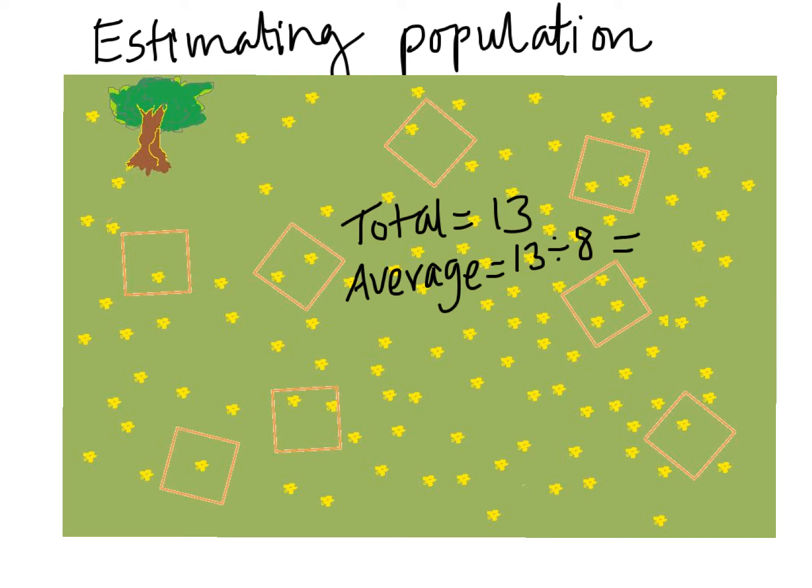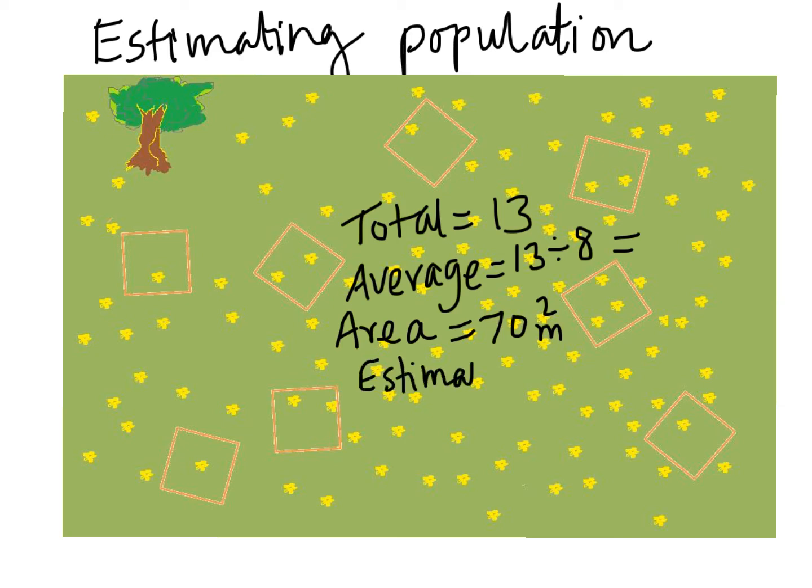Okay, so the average in this case becomes 1.625 per quadrat. Don't worry about this being a decimal number. You can't have 1.6 daffodils in each of the quadrats, but that's the way averages work. You do get these strange numbers. Now we know the total area of the lawn or the field is 70 meters square.